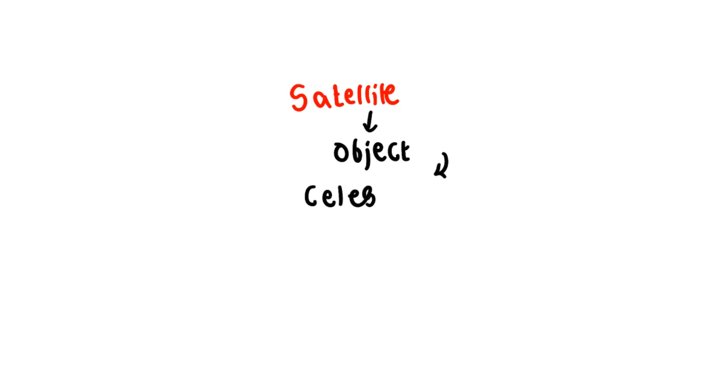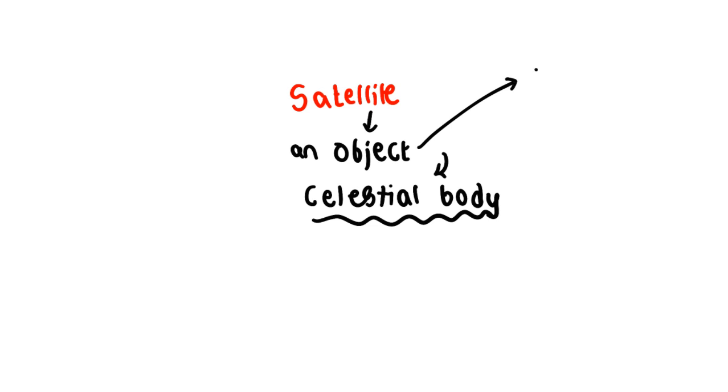First of all, what is a satellite? A satellite is an object which rotates around a celestial body. An object which rotates around a celestial body is called a satellite. Here, the object could be a natural one, or it could be an artificial one also. It can be natural or artificial.